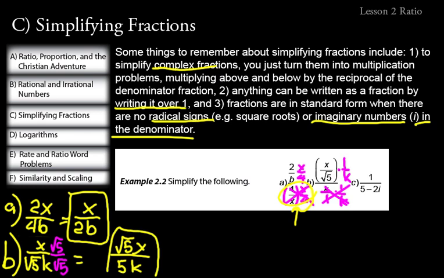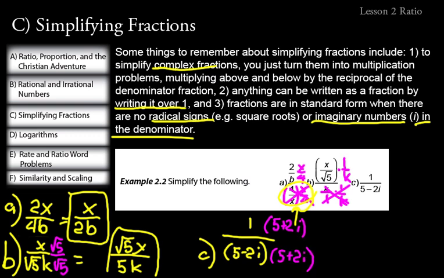And c, 1 over 5 minus 2i, well, that's a complex number on the bottom. We're looking at 3 again. You can't have imaginary numbers. That's not standard form. It's okay to do that, but it's just not standard form. Our goal here is to get these in standard form. So we multiply above and below by the complex conjugate. So we have 1 over 5 minus 2i. I'll just put that in parentheses for right now. We want to multiply above and below then by the conjugate, 5 plus 2i over 5 plus 2i.